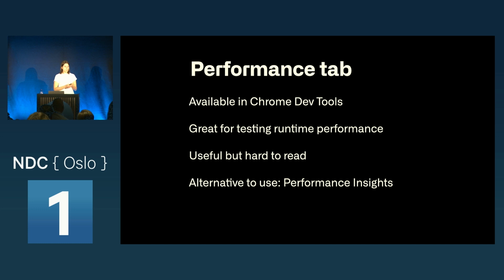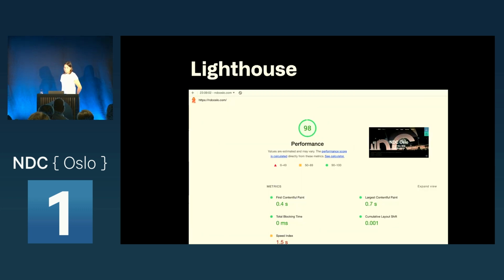It's great for testing runtime performance, so the second type of performance we talked about. Useful but hard to read, and there's an alternative to use now. It's called Performance Insights, but I believe it's still experimental in Chrome, but my feeling is they want to replace the Performance tab with the Performance Insights tab, but they still are working on this tool. Then we have Lighthouse, which is similar to what PageSpeed Insights gives us, but we can use it on local pages locally in our browser, which I think is useful, even though it's still lab data.